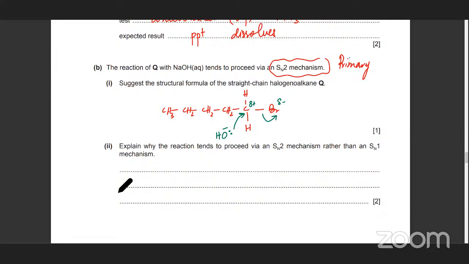So explain why the reaction tends to proceed via the Sn2 mechanism. So that's what he's asking now. So what you're going to write is you're going to talk about the carbocation, that a primary carbocation is very unstable, as it has fewer electron donating alkyl chains.